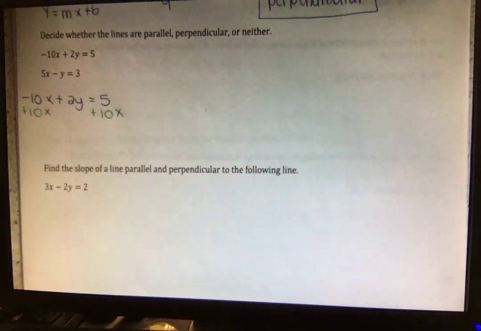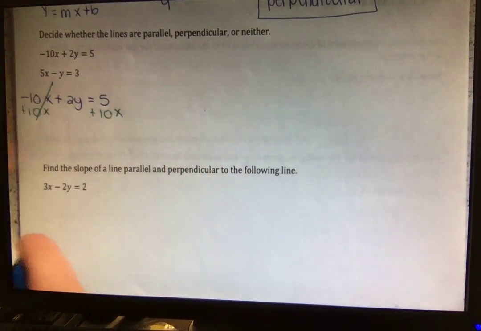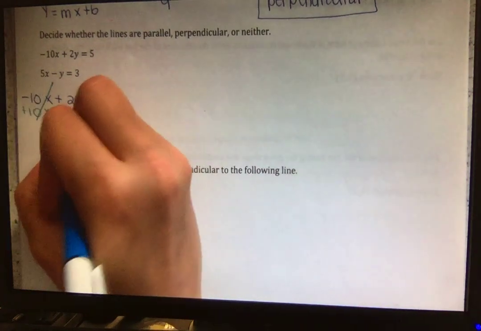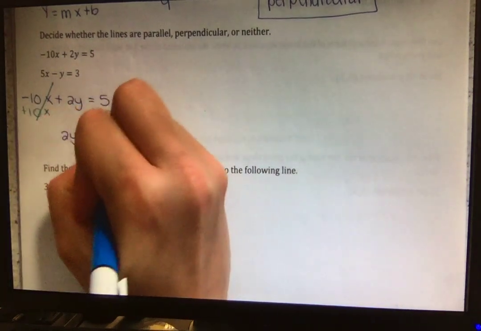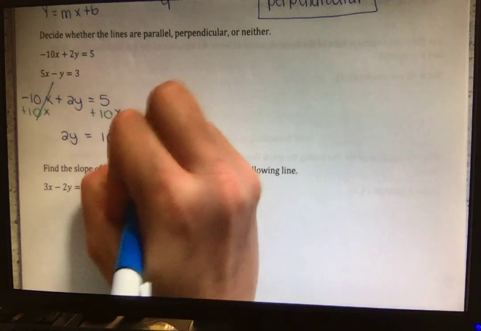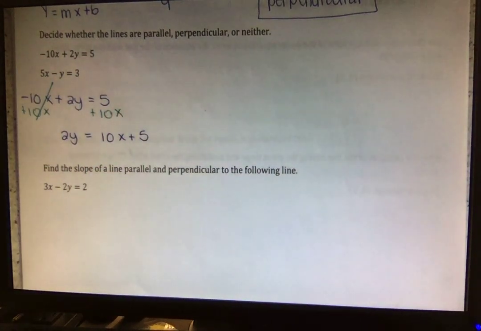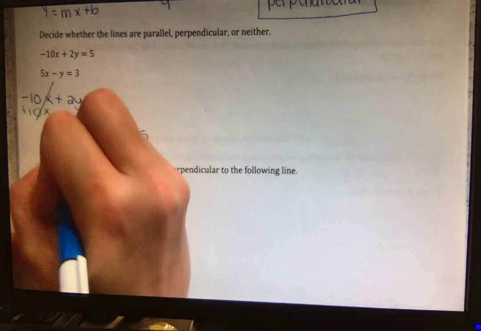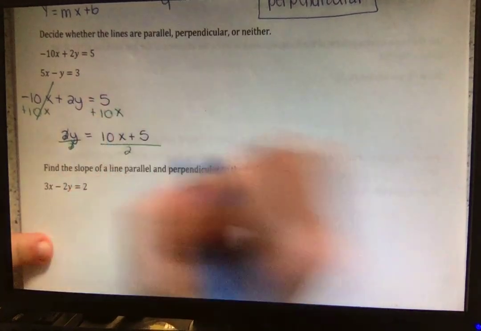So that way negative 10x plus 10x goes to 0 and they cancel out. We're left over with 2y equals 10x plus 5. Remember, I want it in mx plus b form, so I'm going to put that x term first. Last but not least, getting y by itself. Divide by 2. So that way 2 divided by 2 goes to 1. They cancel each other out.